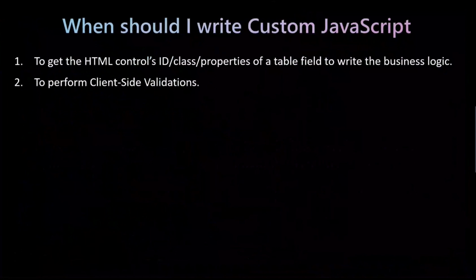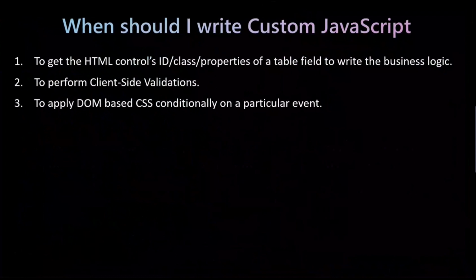client side validation. Sometimes you have to read the data in your Dataverse, and based on the Dataverse value, you have to perform the validation. And sometimes you have to read the data from an external application through an API, then perform the validation. So for some complex business validation, you need the business JavaScript or jQuery to apply the DOM-based CSS conditionally on a particular event.